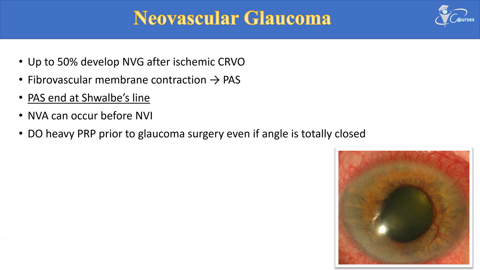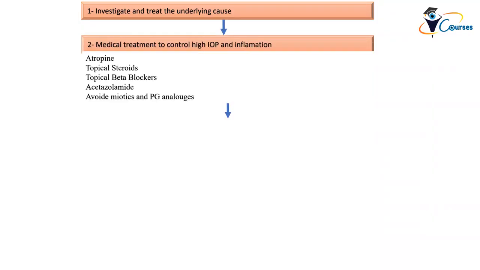In order to have a flow chart of how to manage a patient with neovascular glaucoma, we first need to know what was the cause. Is this patient a diabetic, so he needs diabetic control, or did he have vein occlusion, or ocular ischemic syndrome? So we need to investigate and treat the underlying cause, and then control the acute attack.